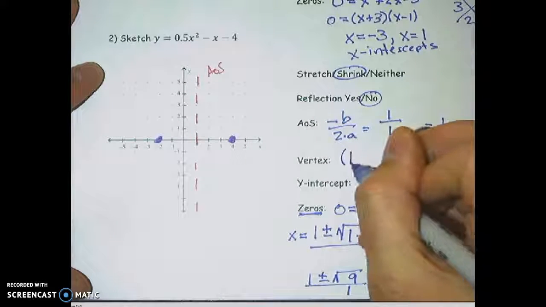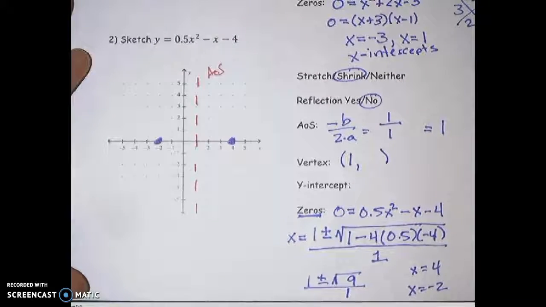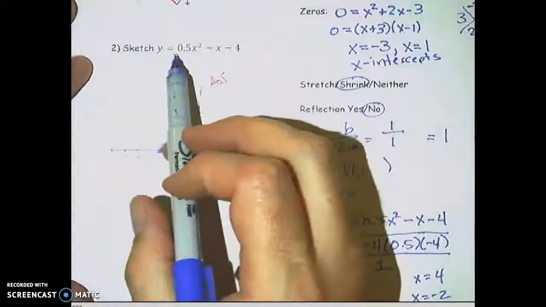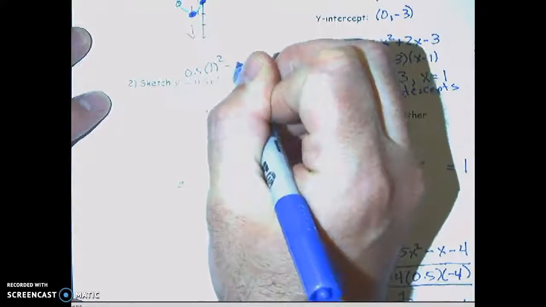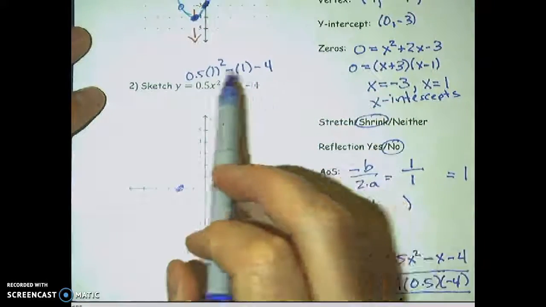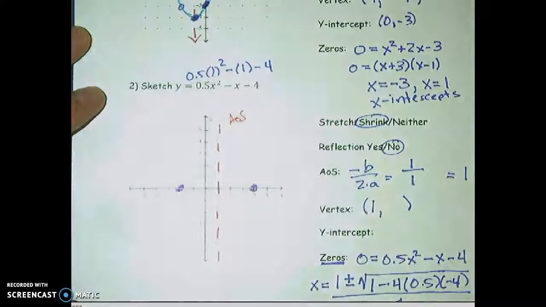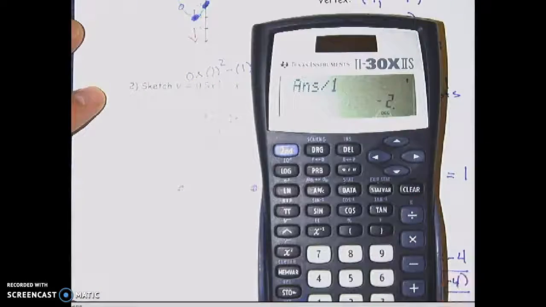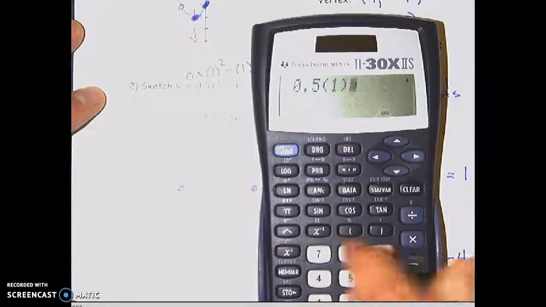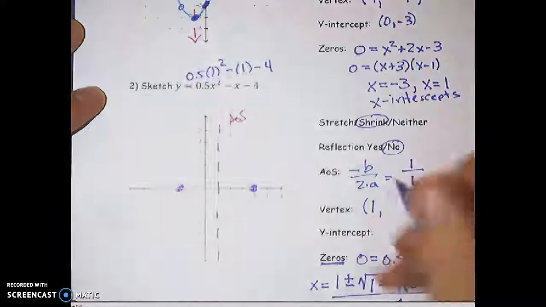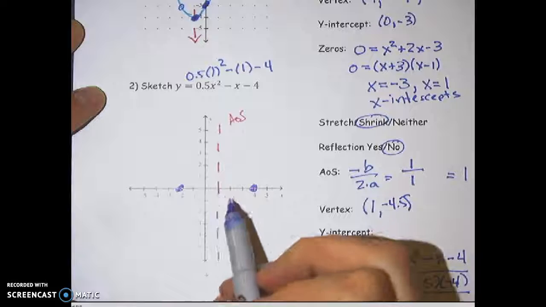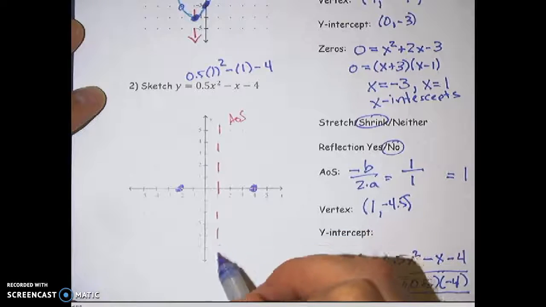And then our vertex is also then 1 over. And then when I plug in 1 into this, I think if I remember right, I get a decimal for this. So let's just do it. 0.5 times 1 squared minus 1 minus 4. So I'm just going to plug in 1 everywhere I see an x. And then I just type it right in my calculator again. 0.5 times 1 squared minus 1 minus 4. And I get negative 4.5. So that means my vertex is 1 over and negative 4.5 down. So negative 4.5 is just in between 4 and 5.